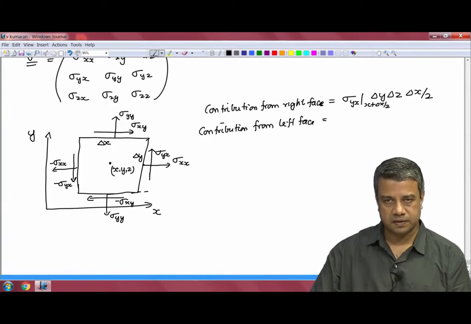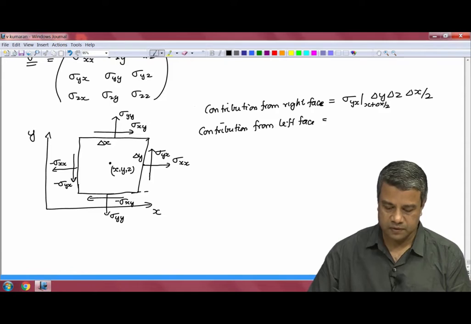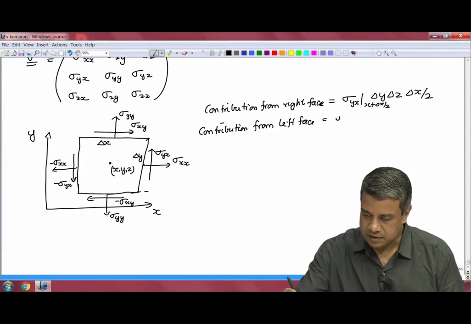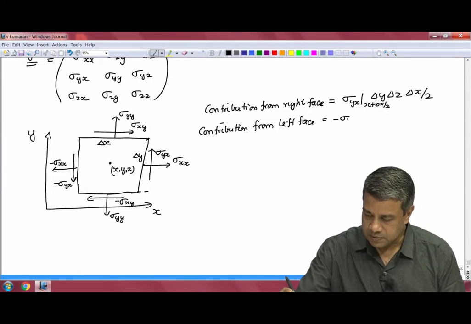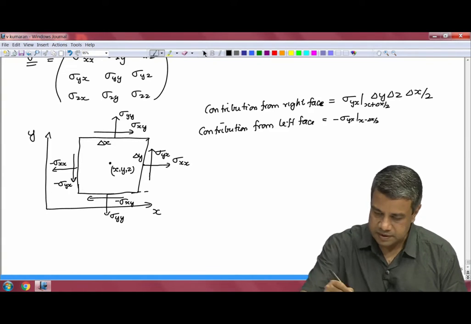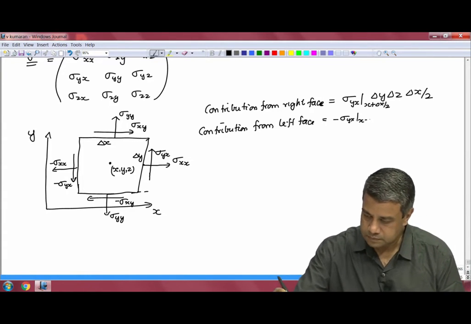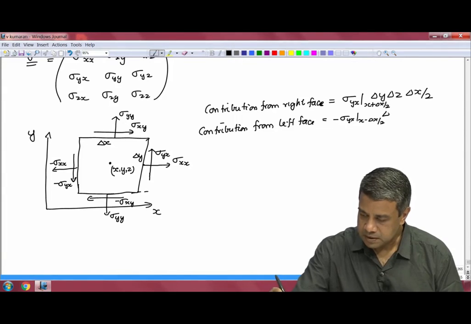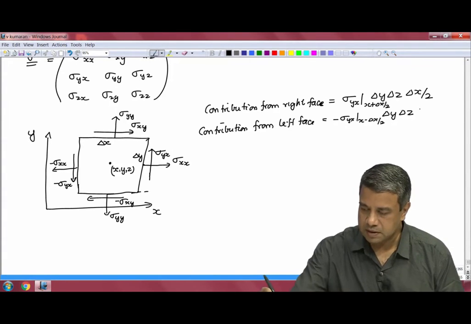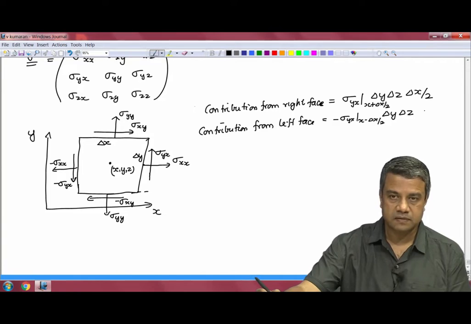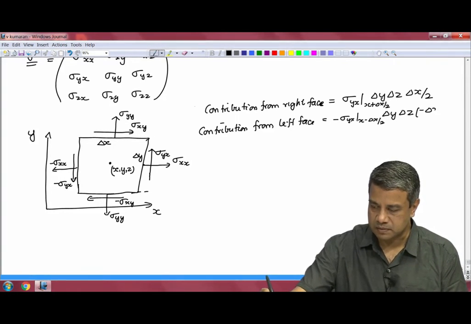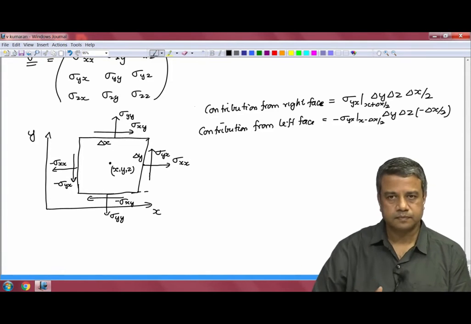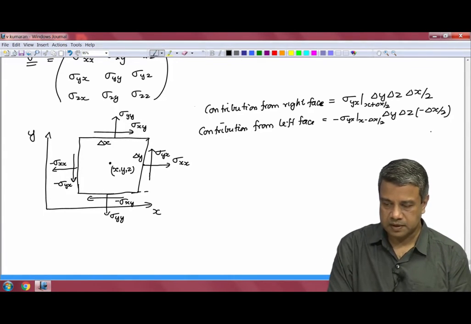Contribution from left face. It is going to be the tangential force at the left surface, that is minus sigma yx at x minus delta x by 2, times the surface area delta y delta z, times the displacement from the axis of rotation. The displacement from the axis of rotation on the left face is minus delta x by 2. So that is the contribution to the torque from the right and left faces.